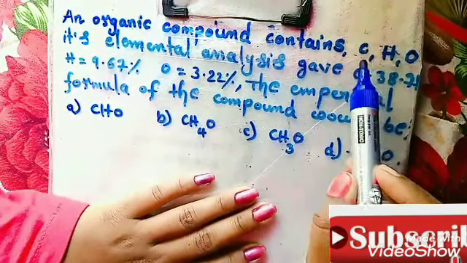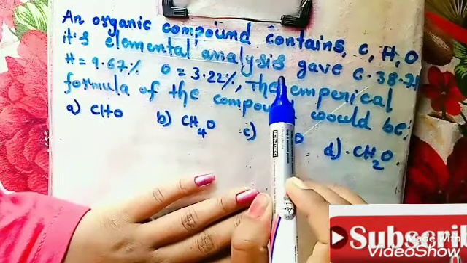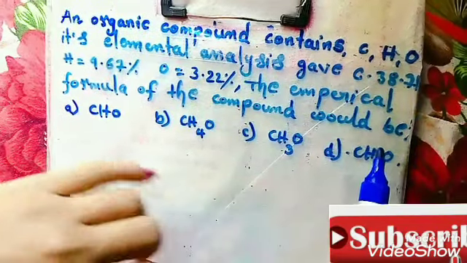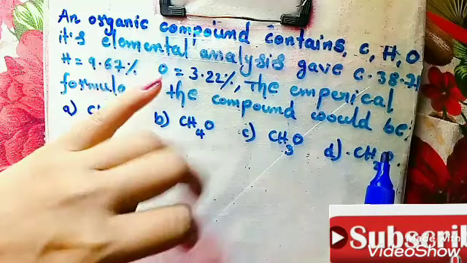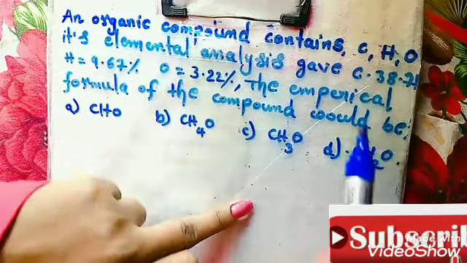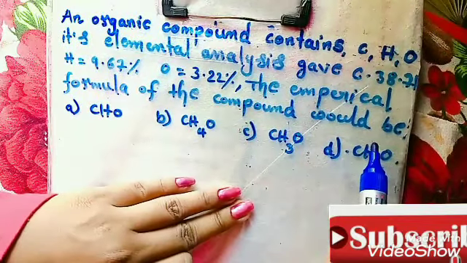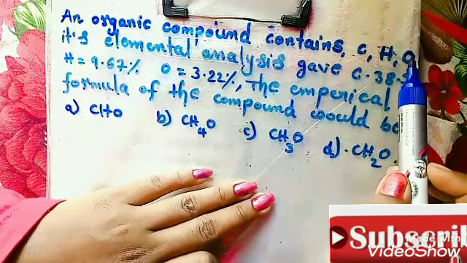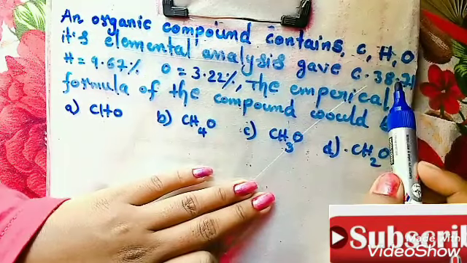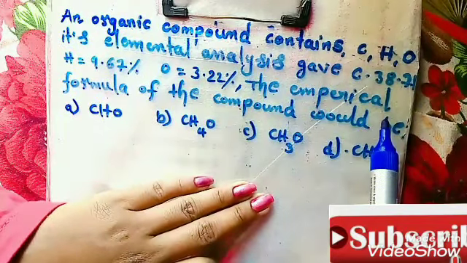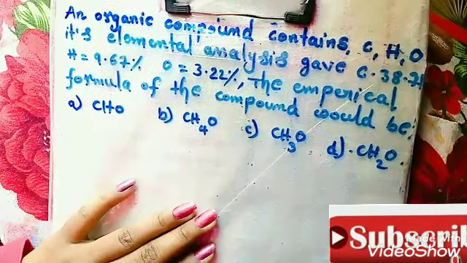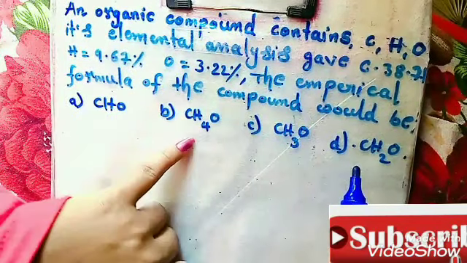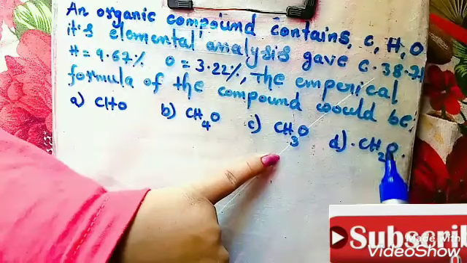An organic compound contains carbon, hydrogen and oxygen. Its elemental analysis gives carbon 38.71, hydrogen 9.67% and oxygen 3.22%. The empirical formula of the compound would be. So students, if you see the question, carbon, hydrogen and oxygen, these three elements are given, and with how much percentage they are present is also given, and we have to find out what is that compound's empirical formula. The options they have given are CHO, CH4O, CH3O and CH2O.